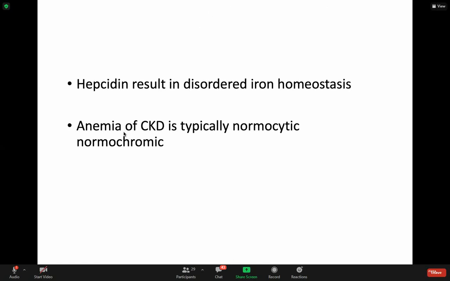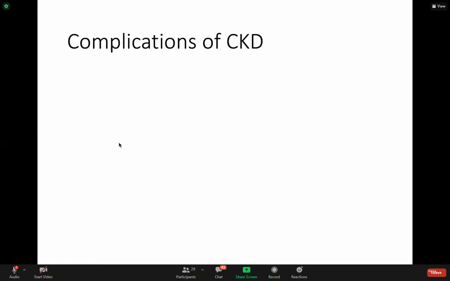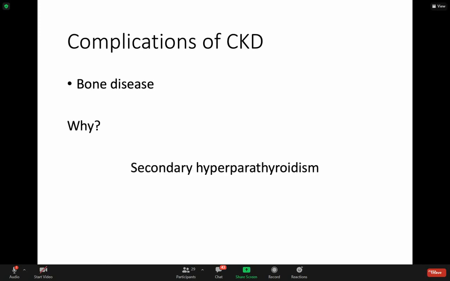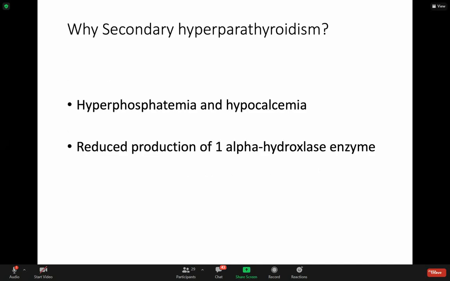Okay. So what are the other complications of chronic kidney disease? We said bone disease, right? Renal osteodystrophy. Why? Because we have secondary hyperparathyroidism. What do you mean by that?